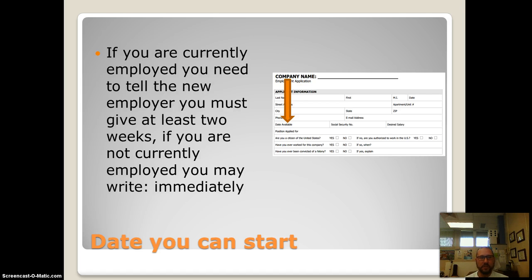The date that you can start, okay, so this is different depending on whether you already have a job or not. So if you're currently employed, you got to give your current employer at least 2 weeks. Okay, that's the industry standard for most jobs. If you're not currently employed, then you can say you're available immediately. Otherwise, you want to give them an actual date, which is 2 weeks after you tell your current employer.